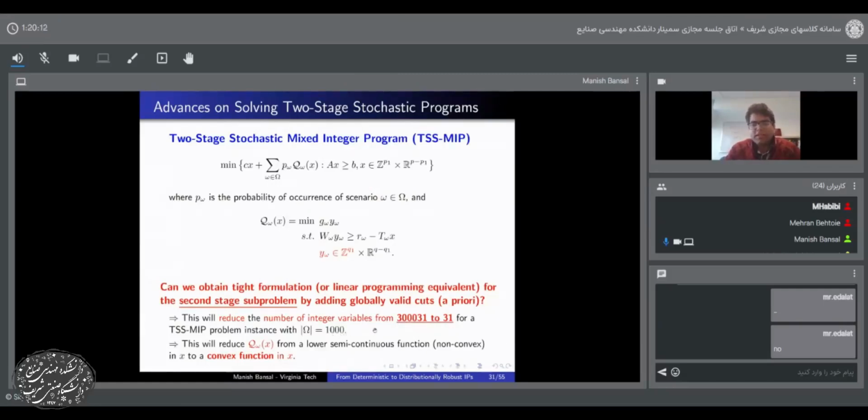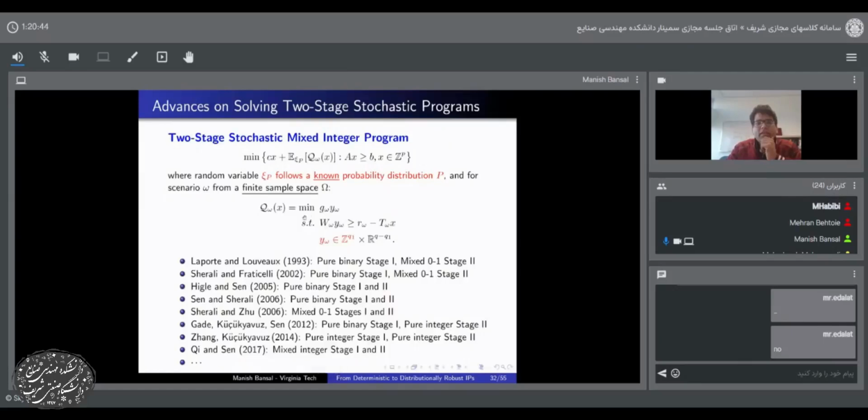That's one aspect. The other thing is that the function Q(omega, x), when y omega is continuous, is a nice piecewise linear convex function. But the presence of integer variables makes it a lower semi-continuous, non-convex, discontinuous function. As a result, if I can obtain a linear programming equivalent, we can obtain a nice convex function in x.